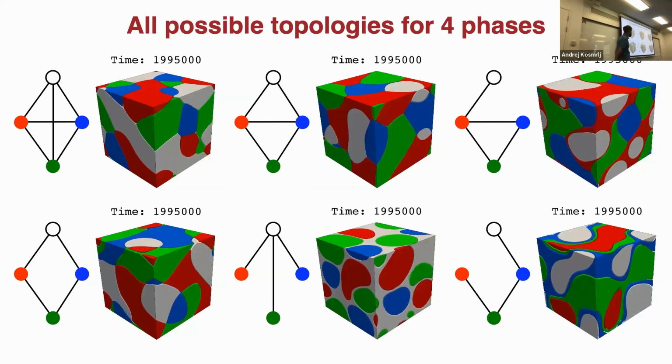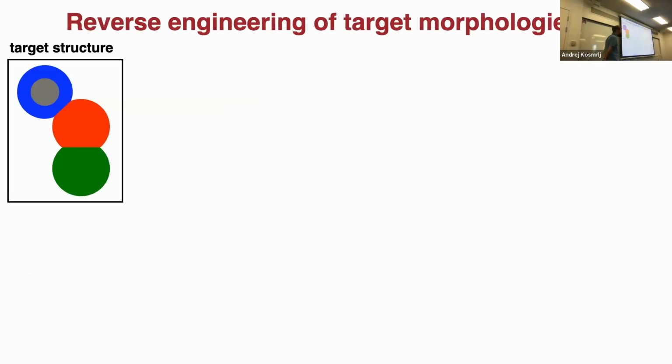Okay, and you can see that these morphologies look very different, and all you need to do is change surface tensions to generate them. So finally, I also want to mention the inverse problem, right? So let's say that for whatever reason I want to make this structure.